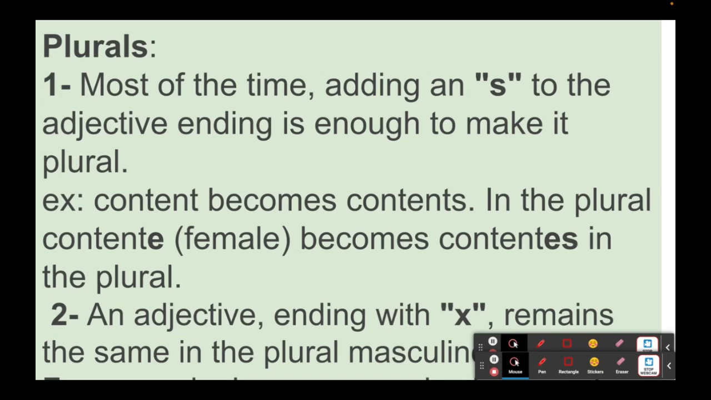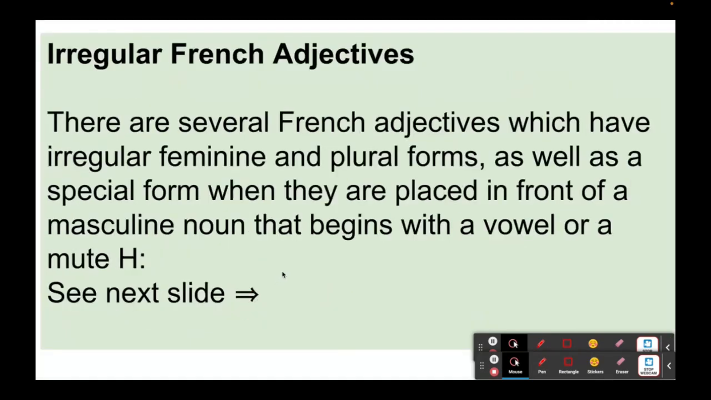So if you're talking about a group of people and they're all female, you're going to have to change the adjective to the feminine form and then add the S. So if I'm saying they're smart, female, I'm going to have to add the E for smart, intelligent, and then I will have to add an S for the plural. If the adjective ends with an X for masculine, you don't change the plural form. The feminine, you always change the X to an SE, and then you add an S for the plural form. So, as I said, the plural form is so easy, and then we're going to see examples.